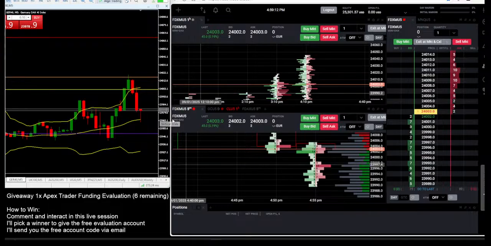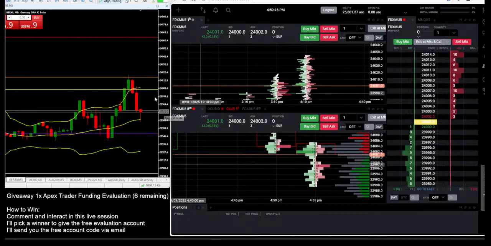I don't really look at divergence much. I find it a little bit over technical.